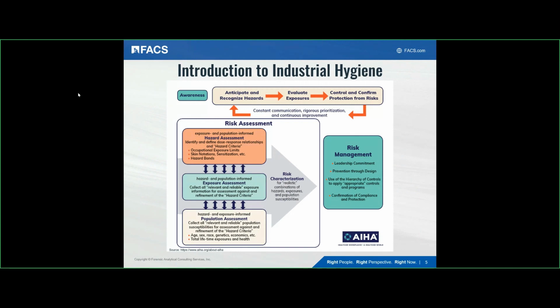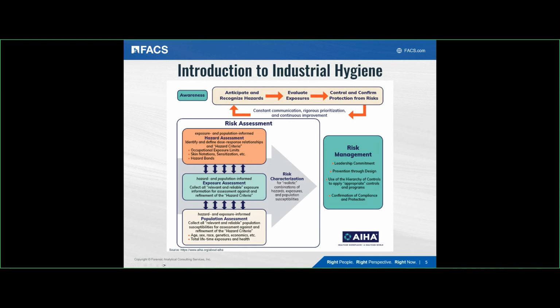So for those of you who may be just beginning their careers within EHS, or perhaps are working in other roles like operations, I think it's important to provide a brief overview of what industrial hygiene actually is. Industrial hygiene is both a science and an art devoted to the anticipation, recognition, evaluation, control, and confirmation of protection from those environmental factors or stressors arising in or from the workplace that may cause sickness, impaired health and well-being, or significant discomfort among workers or among citizens of the community.